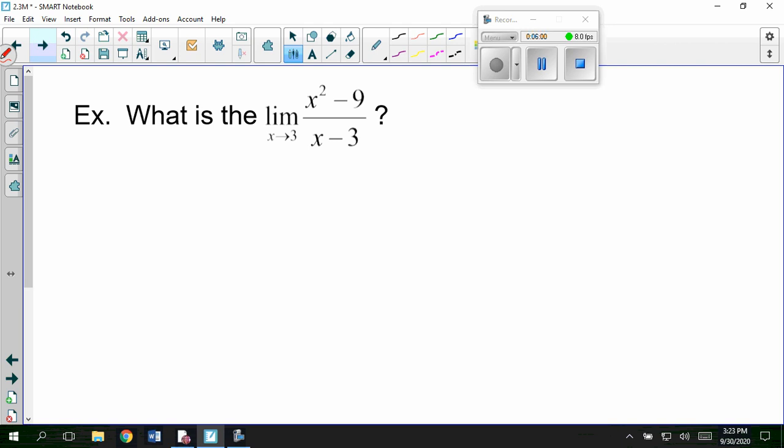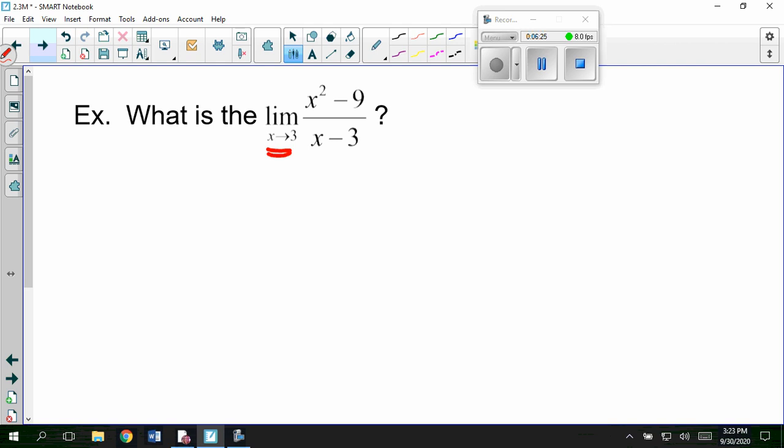But when we have this function, and we think about it in the same way, what happens when we plug in 3 for x? Well, when we do that, we get 9 minus 9 on the top, and we get 3 minus 3 in the bottom. And we are certainly intelligent enough to know that 3 isn't even a possible number, because that gives us a division by 0. So plugging the function in doesn't really help us out.